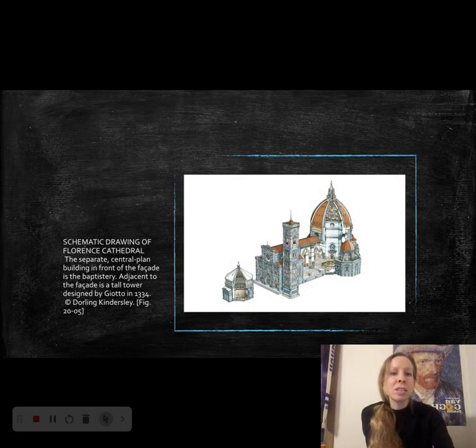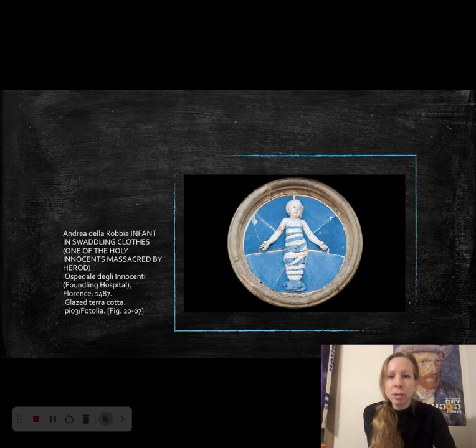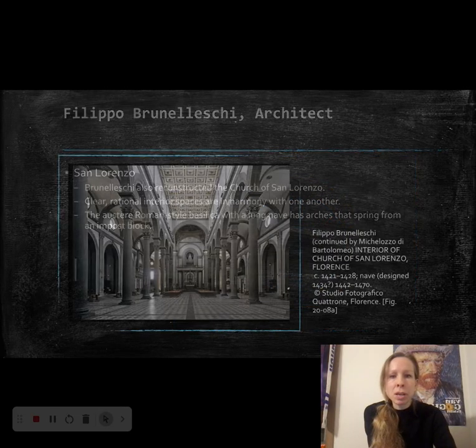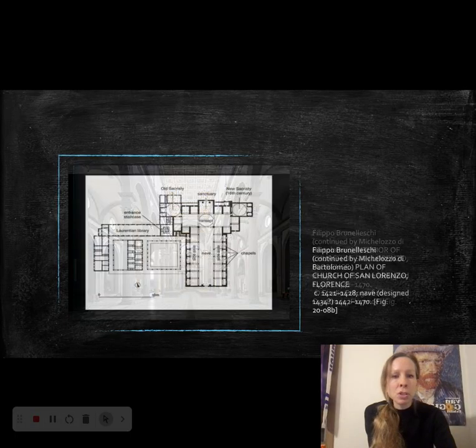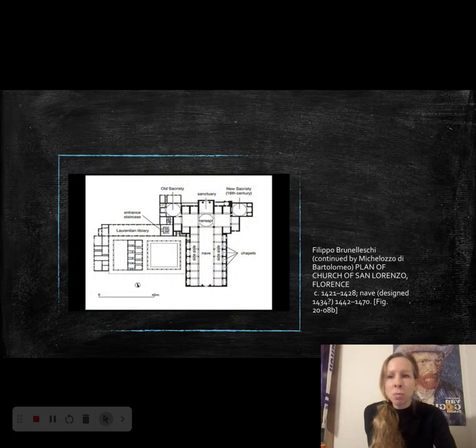And so here is a schematic drawing of the cathedral. You can see the inside plan and also how it goes along with the facade. All right, so I'm going to skip ahead through some slides because I want to talk about one-point perspective.